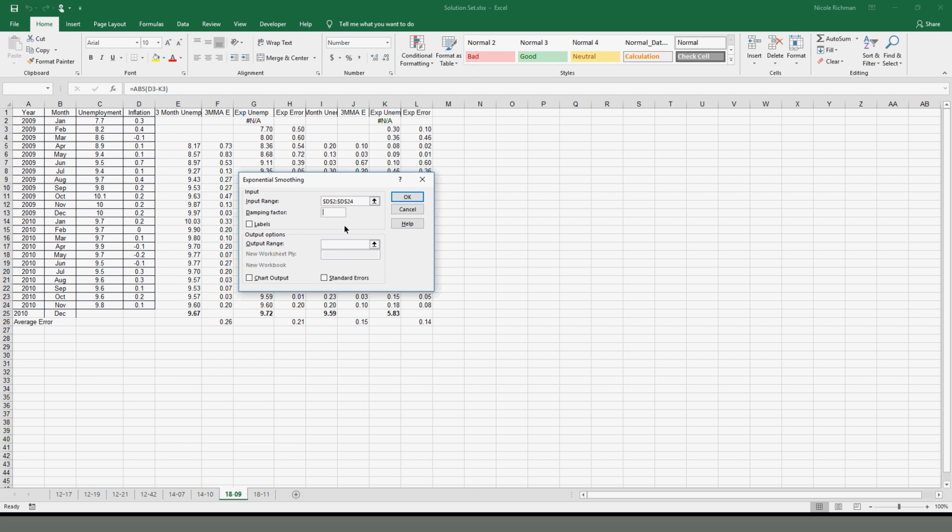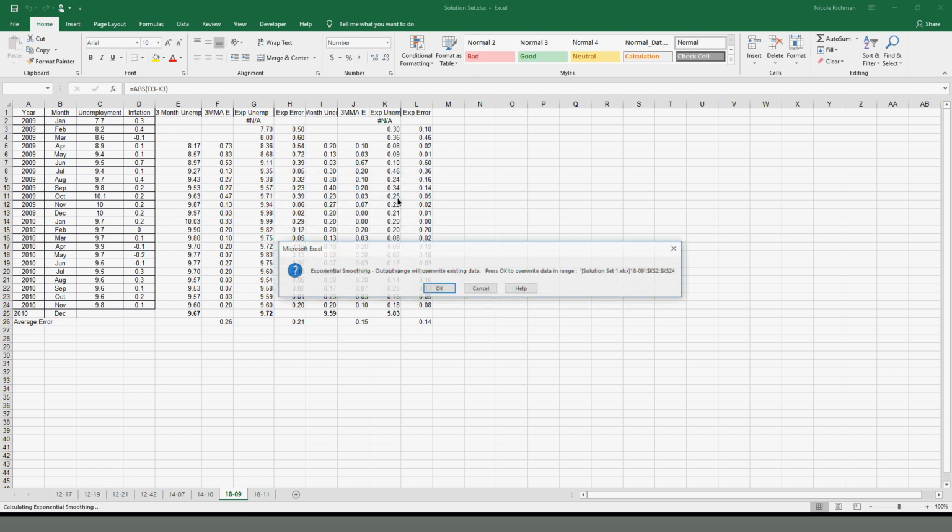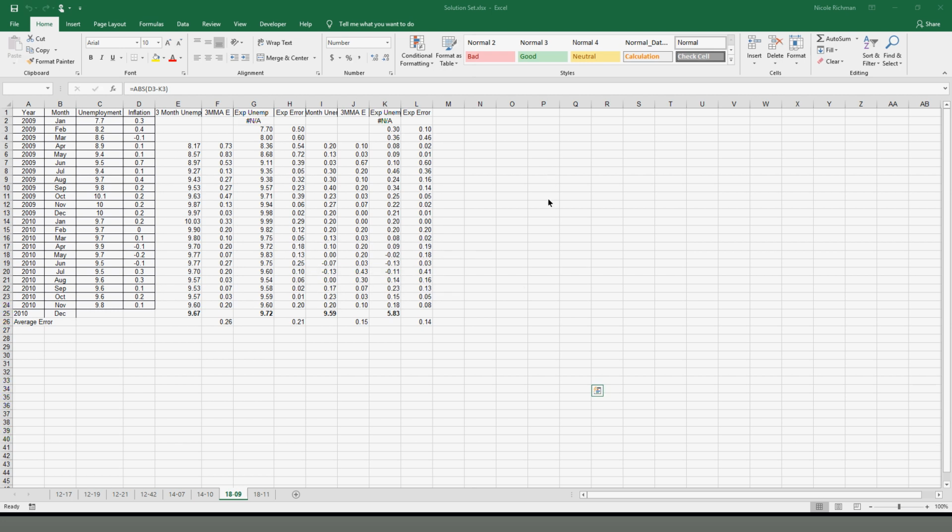The dampening factor in Excel is the 1 minus alpha. It is not the alpha. So we're going to put 0.4. And then our output range, we're going to start this here. And we're going to say OK. And it automatically pre-fills in the equation for us.